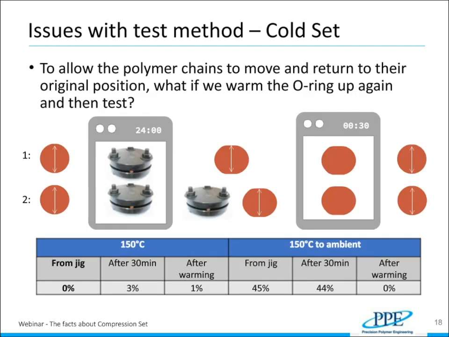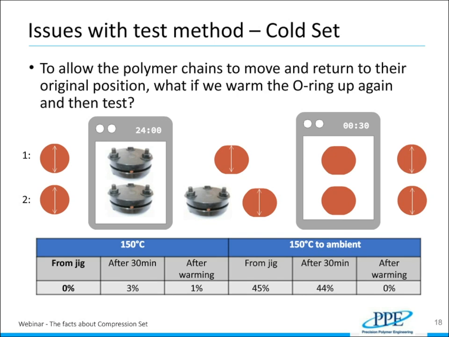So to give an example, let's consider an experiment that we ran to demonstrate this cold set phenomenon. We took one sample and placed it in a compression set jig. We took the jig to 150 degrees C, removed the jig from the oven warm, took it apart, and measured compression set in the normal manner, returning a result of 3%.